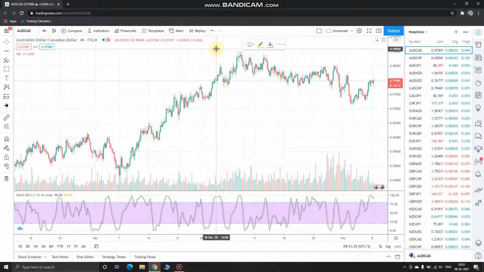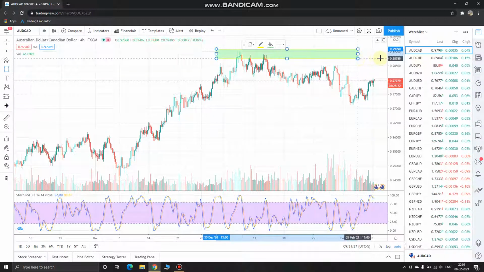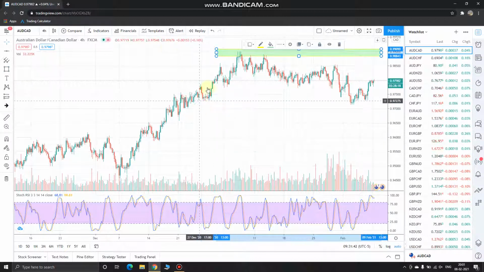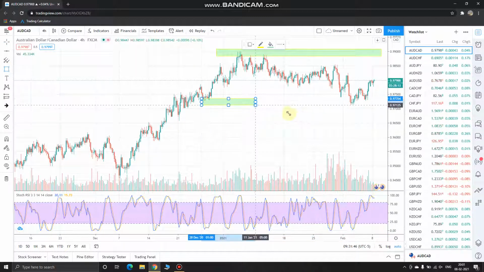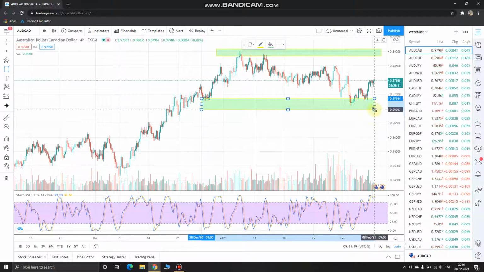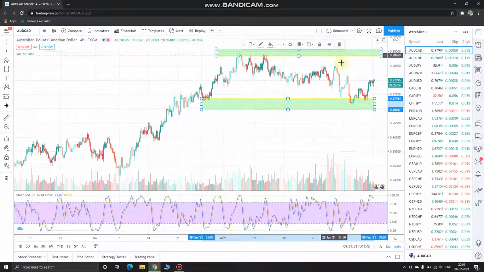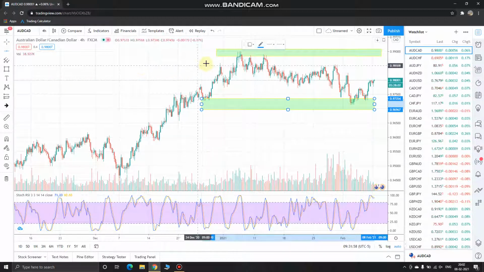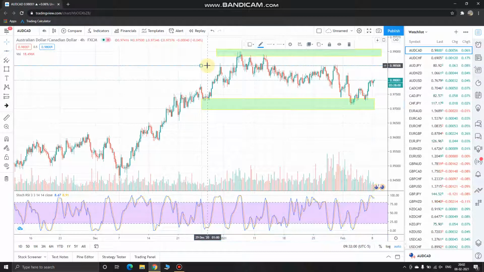The big resistance is here. So this is the resistance zone. And is there a support zone? Yes, there is a support zone also. The support zone is here. So this is the support zone and this is the resistance zone. And there are minor resistances also. The minor resistances here. See, there are many touches here, so this is a minor resistance. Actually, not that minor also.